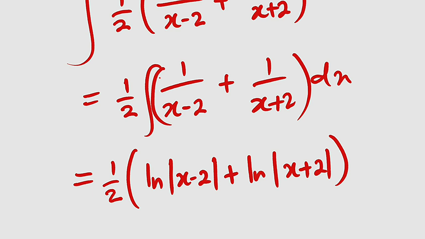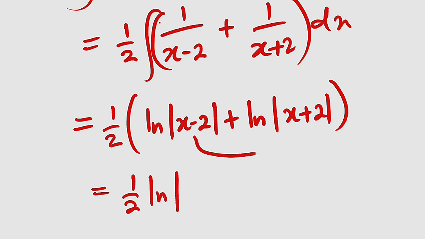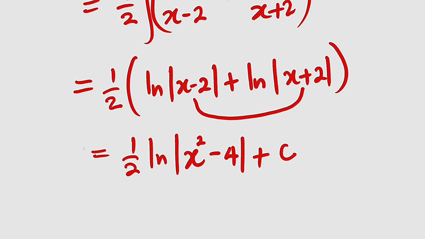Then by applying one of the laws of logarithm, since we have addition, we can multiply the arguments and take 1 log. So this is 1 divided by 2 multiplied by the natural log of the absolute value of, if you take this and you multiply by this, that is just the difference of 2 squares, right? The first term squared, that is x squared. Then minus the second term squared, 2 squared is 4. Then plus the constant of integration, and we are done.